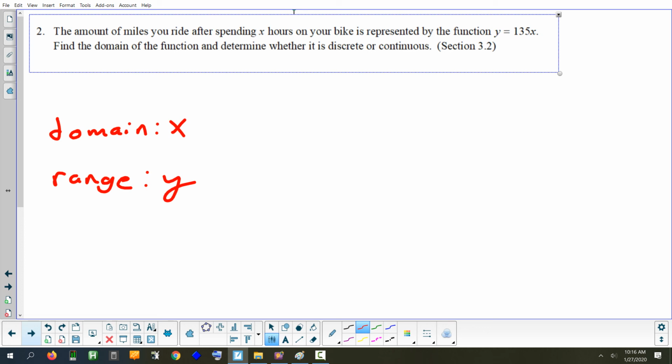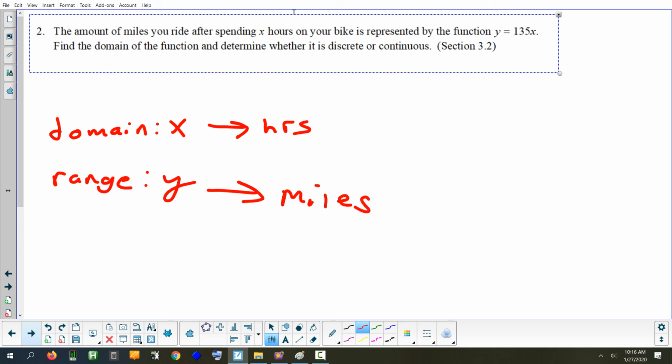So in this case, what's X, like in the real word problem? Oh, hours. So that's hours. And the range, that's your Y. What's the other thing in this problem besides hours? Miles.